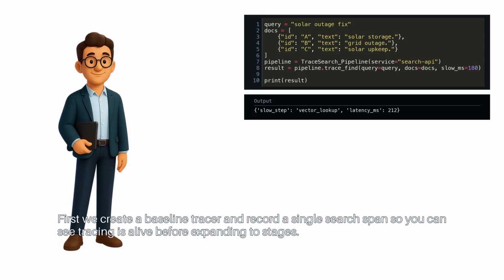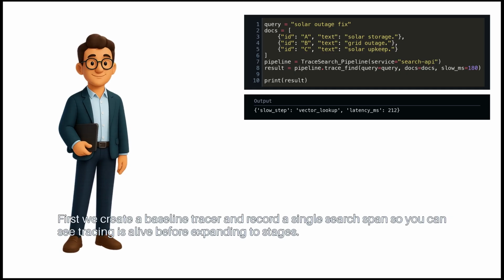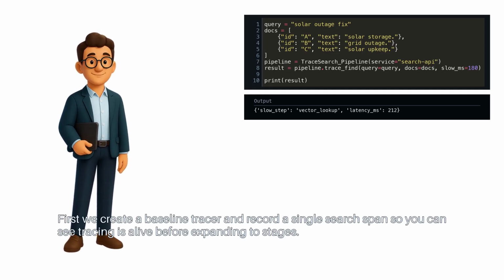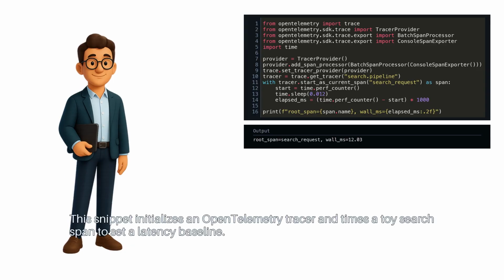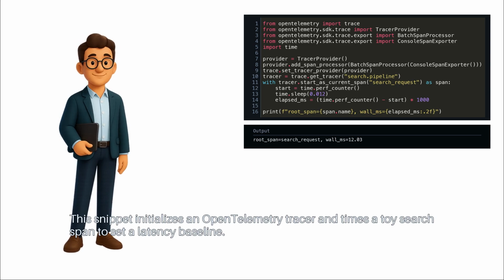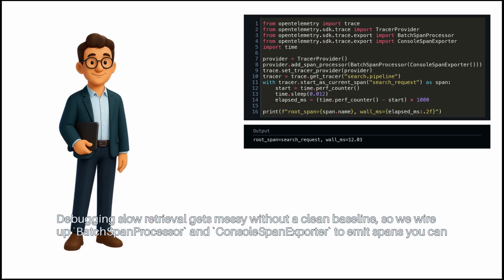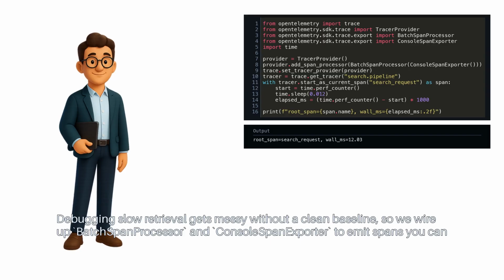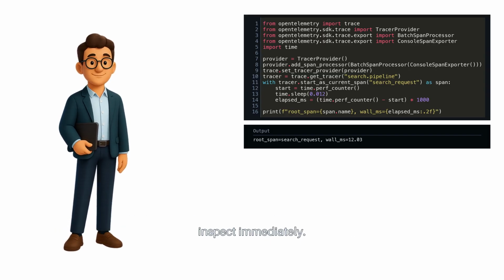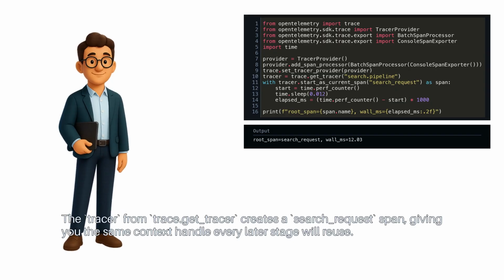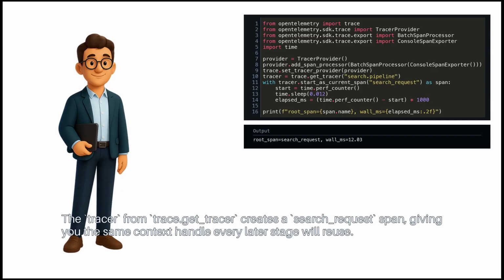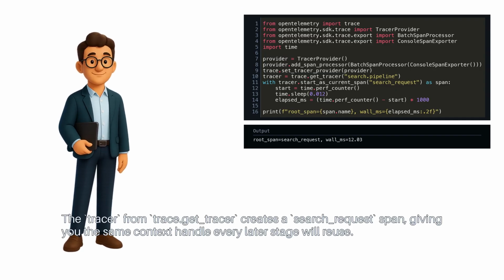First, we create a baseline tracer and record a single search span so you can see tracing is alive before expanding to stages. This snippet initializes an OpenTelemetry tracer and times a toy search span to set a latency baseline. Debugging slow retrieval gets messy without a clean baseline, so we wire up a batch span processor and console span exporter to emit spans you can inspect immediately. The tracer from trace.get_tracer creates a search request span, giving you the same context handle every later stage will reuse.